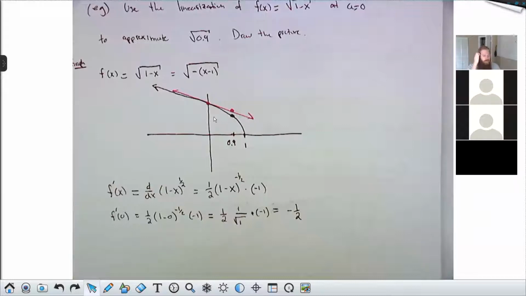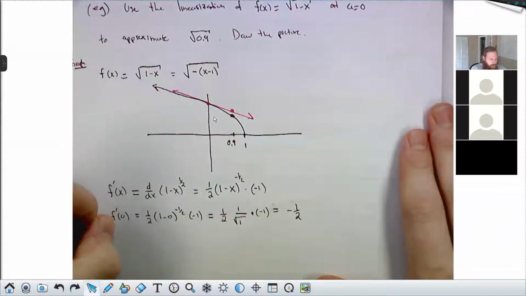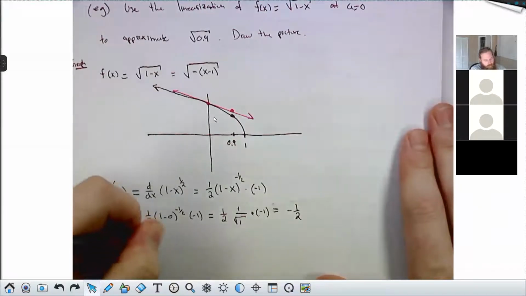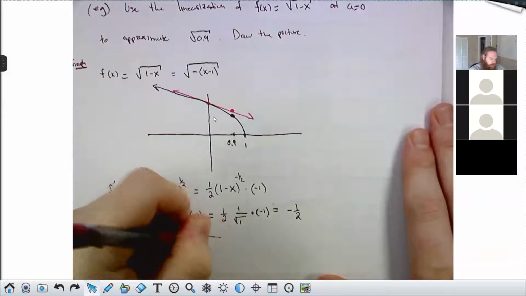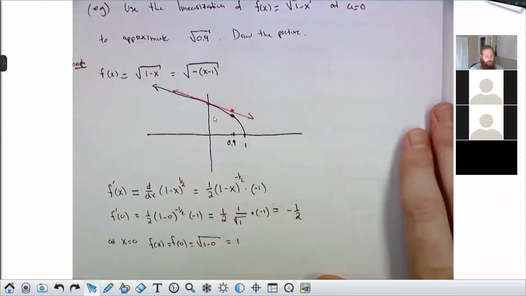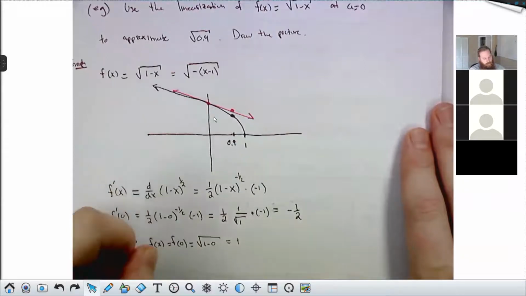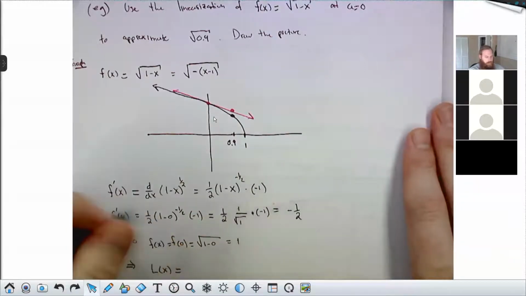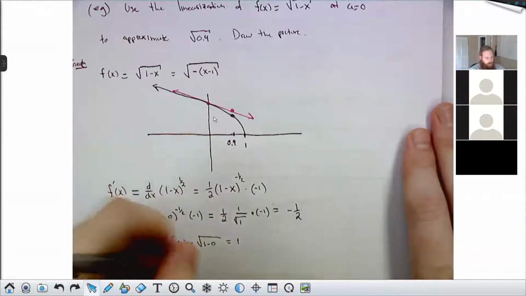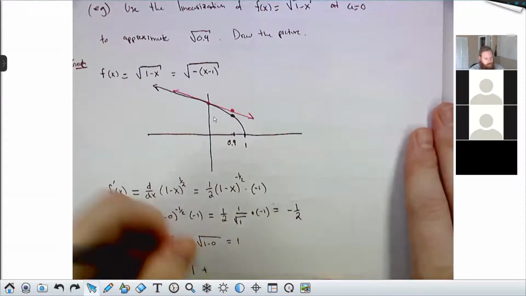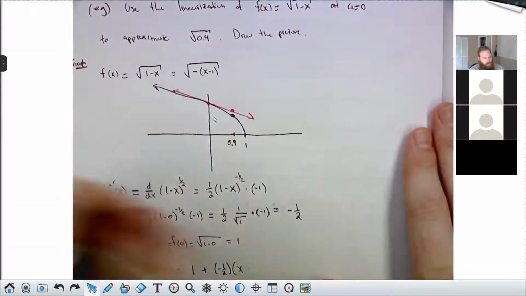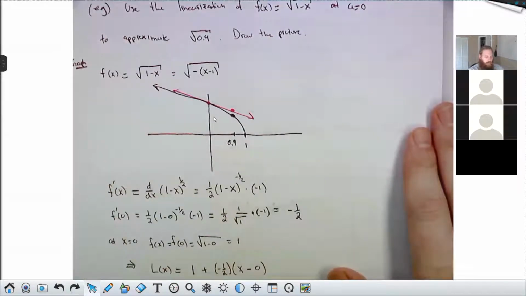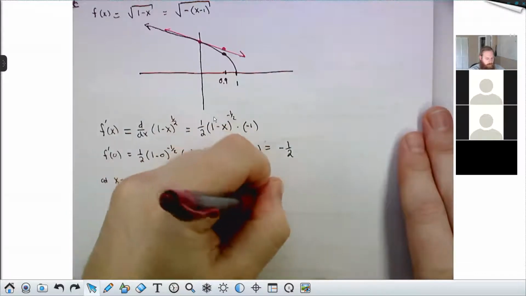And the point on the graph there at x equals 0, f of x equals f of 0, which is the square root of 1 minus 0, which is 1. So my linearization, the pink line up there, is f of a, f of 0, which is 1, plus f prime of 0, negative 1/2, times x minus a, and a again is 0. So in other words, this is 1 minus 1/2 x.